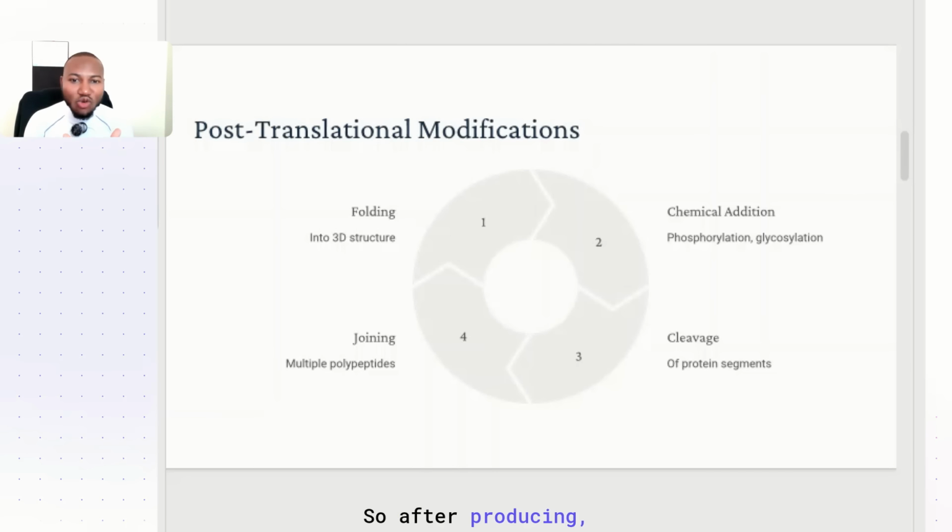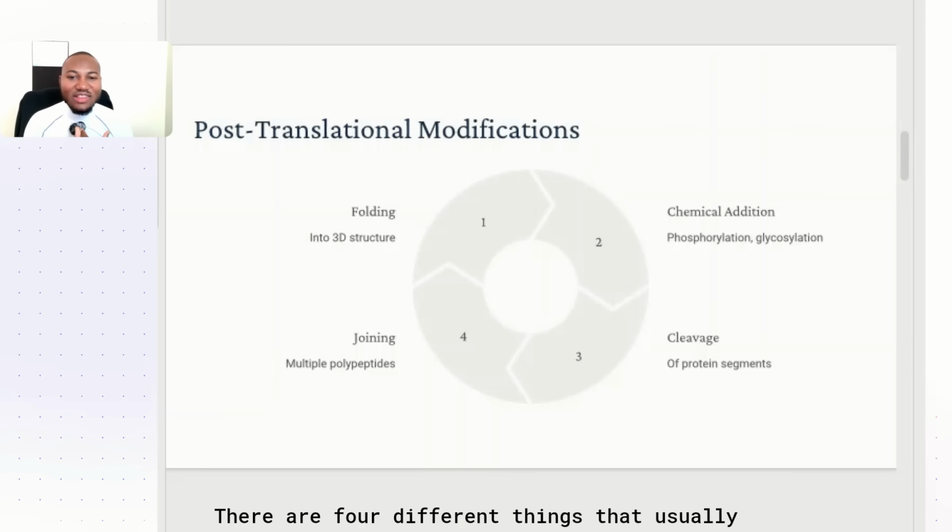So after cooking food, you have to test it to know if it's good. That is what we call post-translation modification, right? If the spice is not enough, you add some spice to make it taste very nice. You have to modify it. After sewing a cloth, you have to remove the loose threads. That's post-translational modification. There are 4 different things that usually happen.